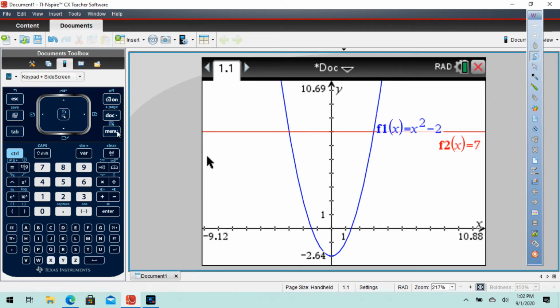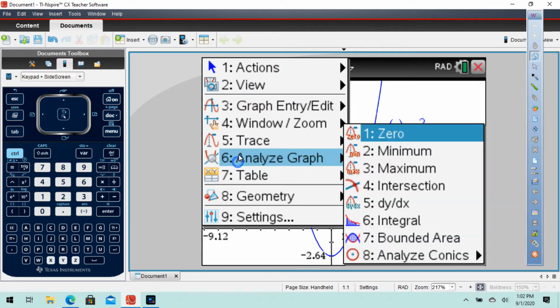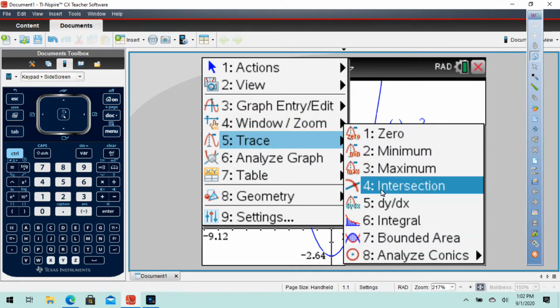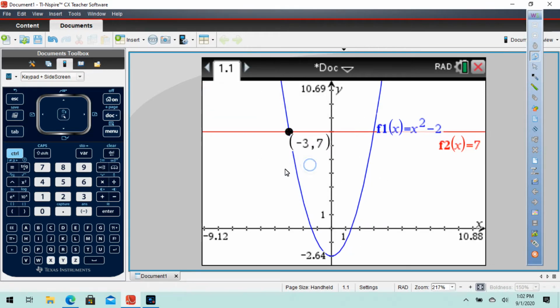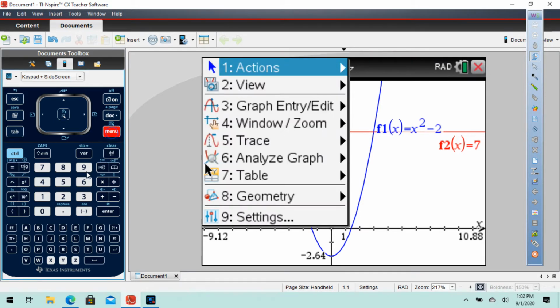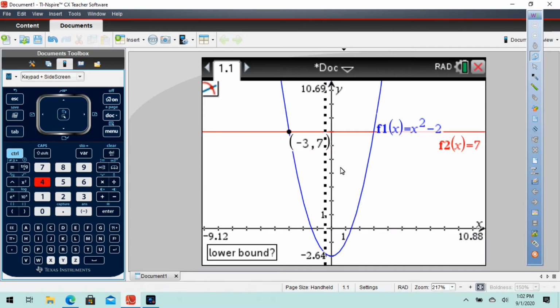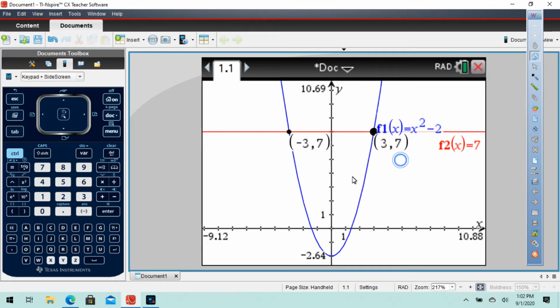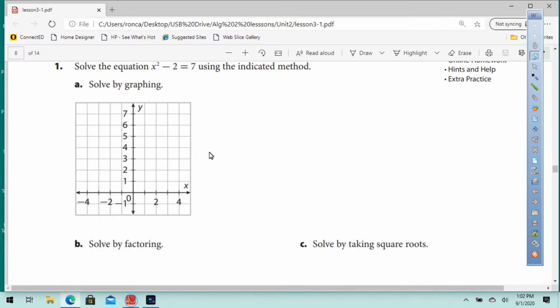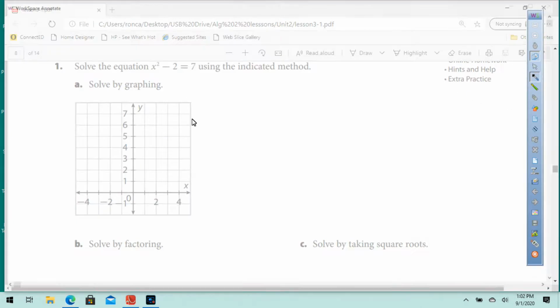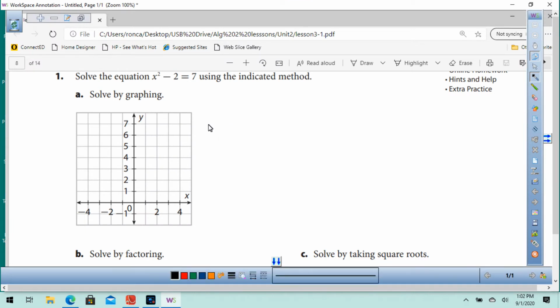So we need to find these 2 points. Menu, 6, 4. Negative 3, 7. And that's 3, 7. So we got x equals negative 3 and x equals 3.